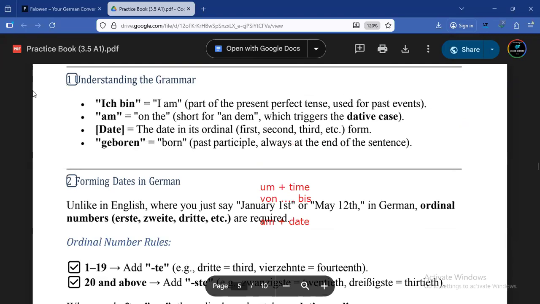So Ich bin simply implies that I am, and am simply implies that on the, which is the short form of the word an plus dem. That one is a dative case, which we are going to learn as we progress. And the date is in ordinal numbers, and the geboren is going to be born.